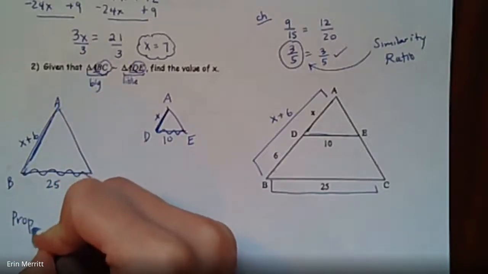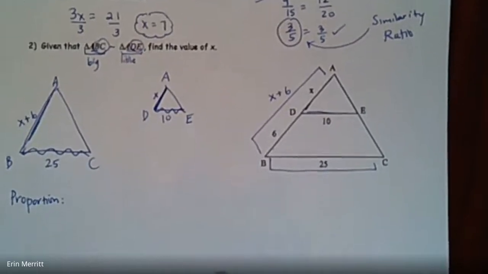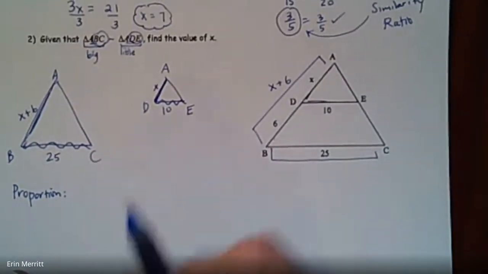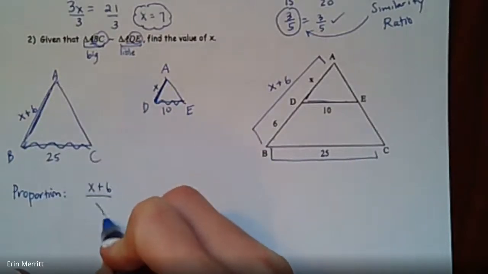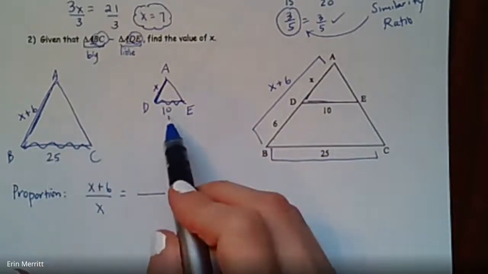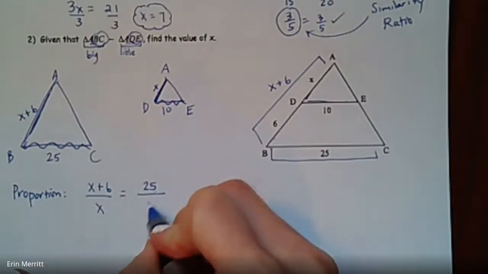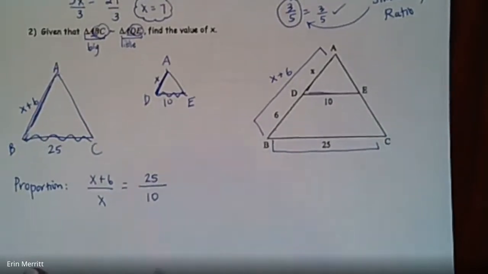All right, set up your proportion. There are many ways to do it, as long as the parts correspond correctly. So what I mean by that, if I go big triangle to little triangle, I can go X plus 6 to X. Then over here, it needs to again go big triangle to little triangle. So 25 to 10. So just be consistent with the order, all right?